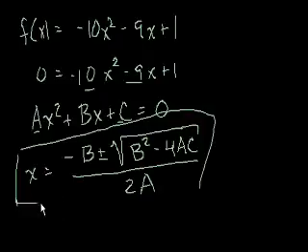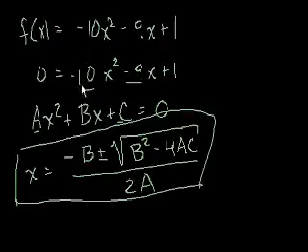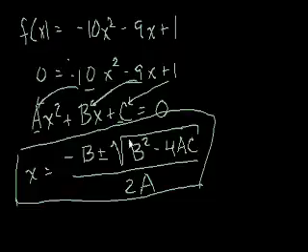So let's apply the quadratic equation to this equation that we just wrote down. A is the coefficient on the x squared term, b is the coefficient on the x term, and c is the constant. What's b? Well, b is negative 9. We can see here that b is negative 9, a is negative 10, and c is 1.